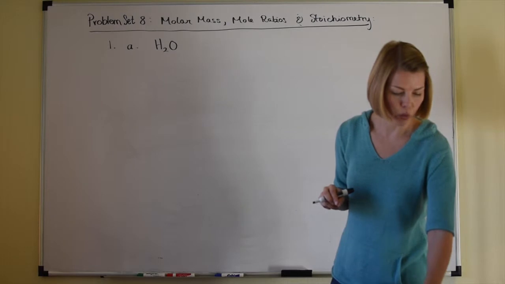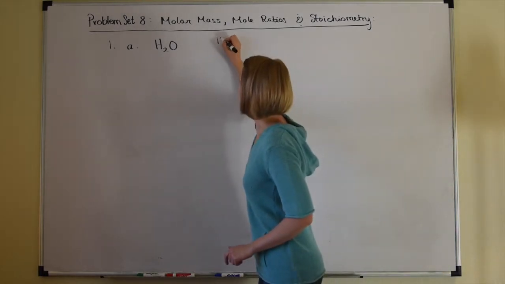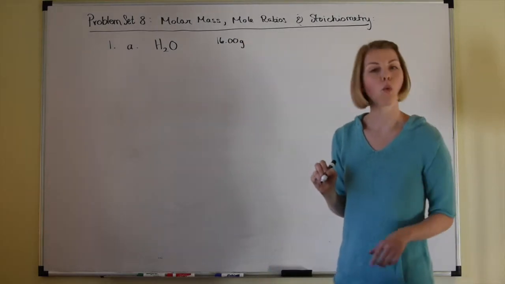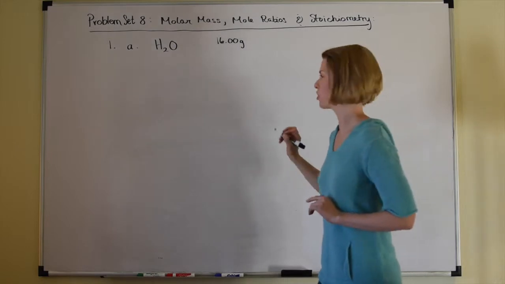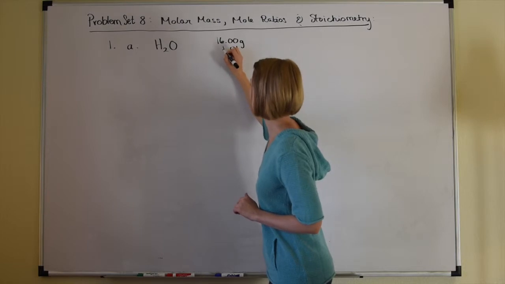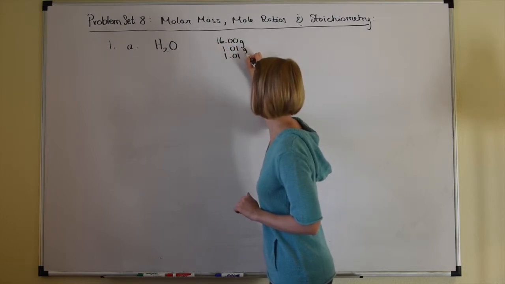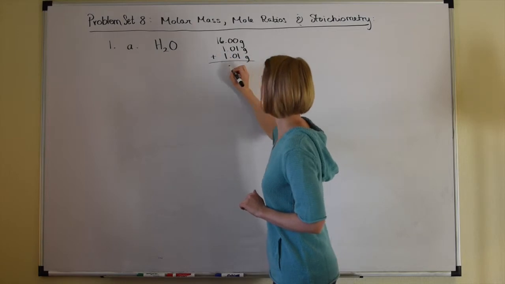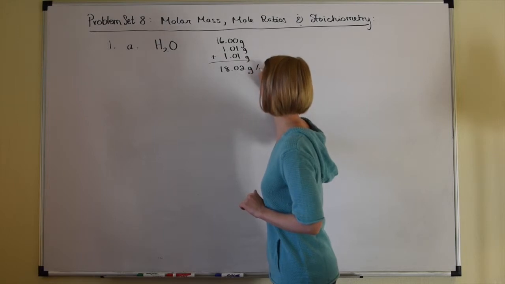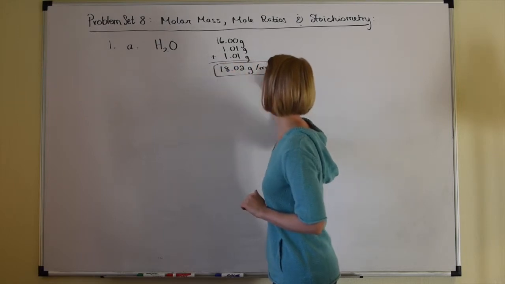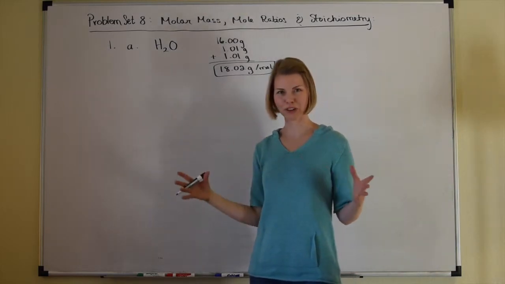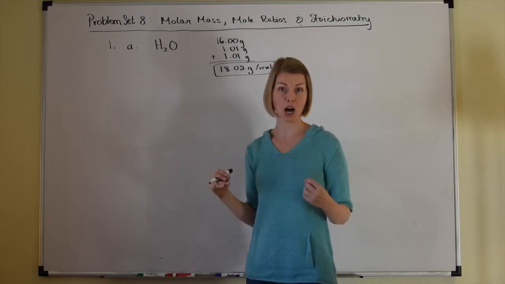The mass for the one oxygen is 16.00 grams, and each hydrogen is 1.01. I'm just going to round everything to the 100th decimal place. So 1.01 2 times. Okay, so I'm going to go ahead and do it twice like this. So we get 18.02 grams per mole for the molar mass of water. Okay, so that's the mass of 6.022 times 10 to the 23rd water molecules.